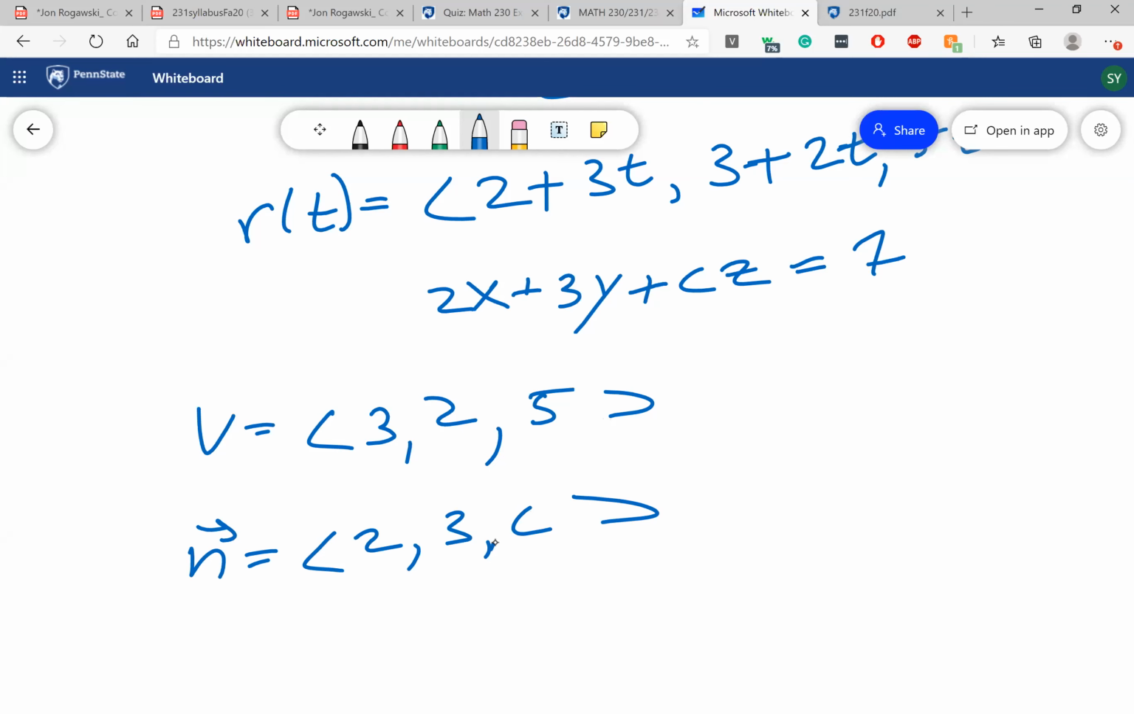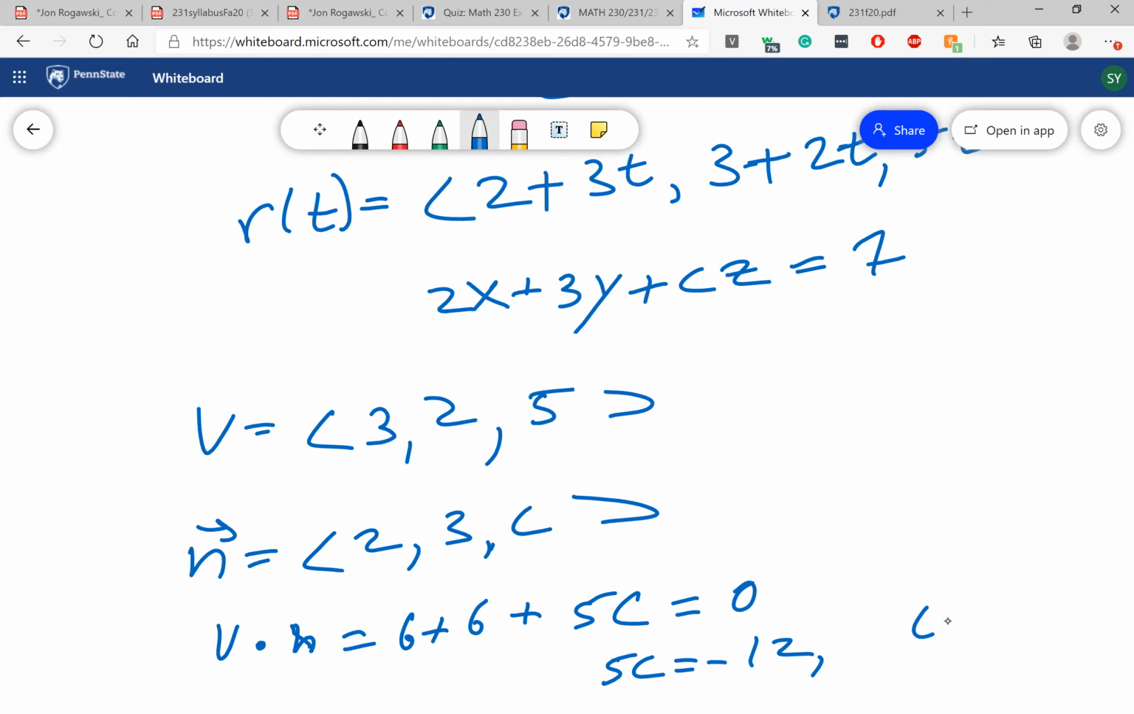Okay, so now we want this to be equal to 0. So we have 6 over here, plus 6, taking the dot product of v with n. 6 plus 6 plus 5c is equal to 0, which tells us that 5c is equal to negative 12, which tells us that c is equal to negative 12 over 5. Any questions about that? Okay.